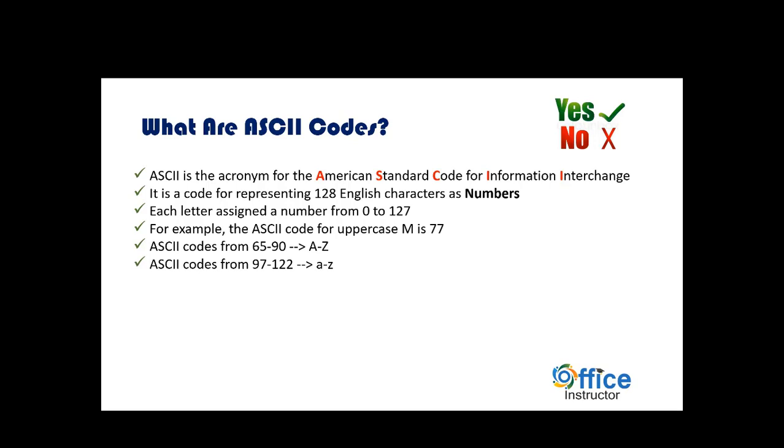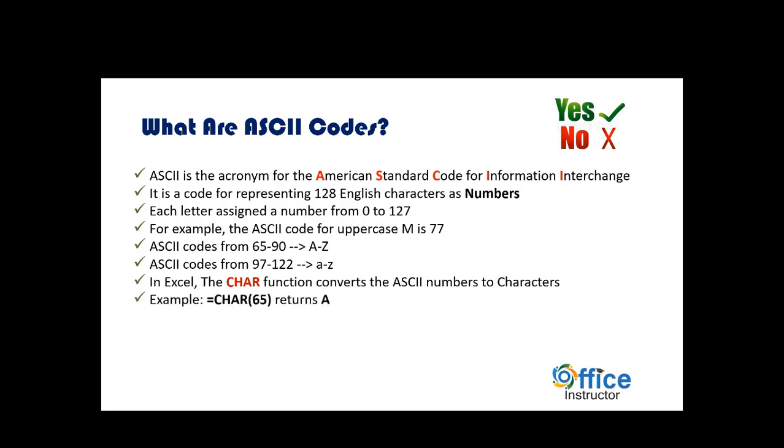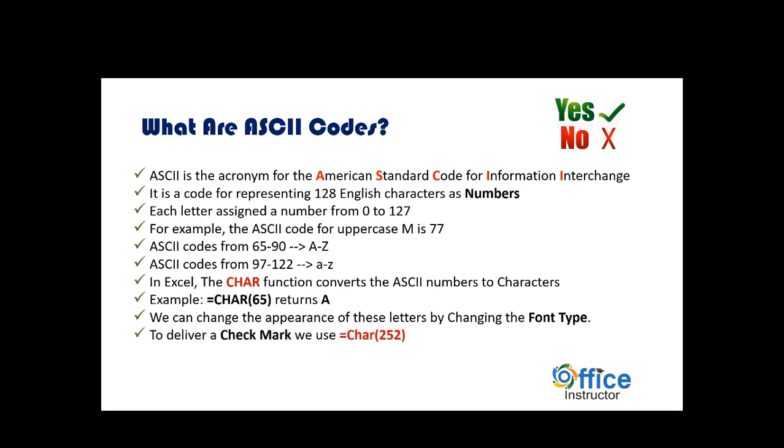ASCII codes from 97 to 122 correspond to letters a to z in lowercase. In Excel, the CHAR function converts the ASCII numbers to characters. For example, if I type =CHAR(65), it returns capital A. We can change the appearance of these letters by changing the font type. To deliver a check mark, we use =CHAR(252). To deliver an X mark, we use =CHAR(251).